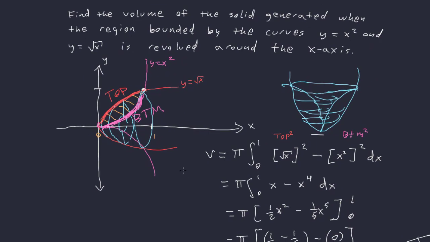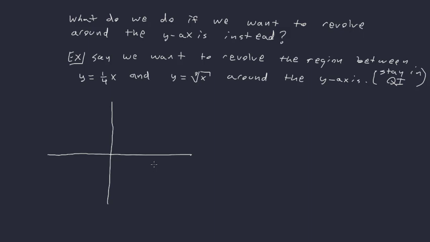Now, another question is, well, what do we do if we want to revolve around the y-axis? For example, let's say we want to revolve the region between y equals 1/4 x and y equals the cubed root of x around the y-axis. It wasn't in the actual directions here, but typically we will always want to stay in quadrant 1 when we're revolving things.